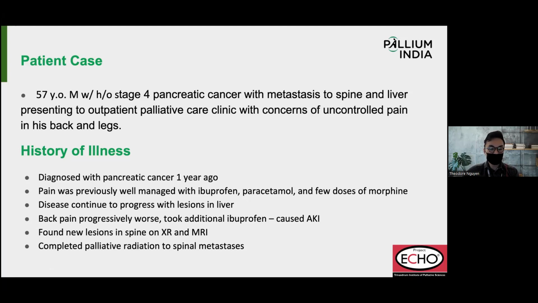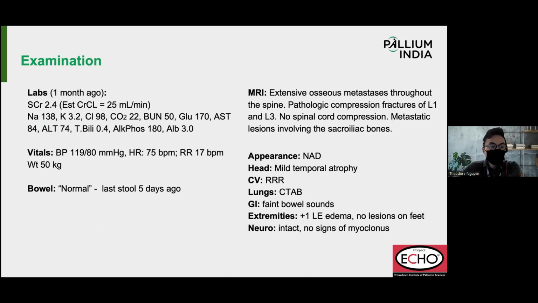However, disease has continued to progress with lesions in the liver, and back pain progressively worsened. He took additional doses of ibuprofen, causing AKI. On repeat imaging, they found new lesions on spine on X-ray and MRI, and he has completed palliative radiation to spinal metastases. On labs, his serum creatinine was 2.4 with estimated creatinine clearance of 25 milliliters per minute. Sodium 138, potassium 3.2, chloride 98, CO2 22, BUN 50, glucose 170, AST 84, ALT 74, T-bili 0.4, alk phos 180, albumin of 3.0. Vitals: blood pressure 119/80, heart rate 75, respiratory rate 17, weight of 50 kgs.